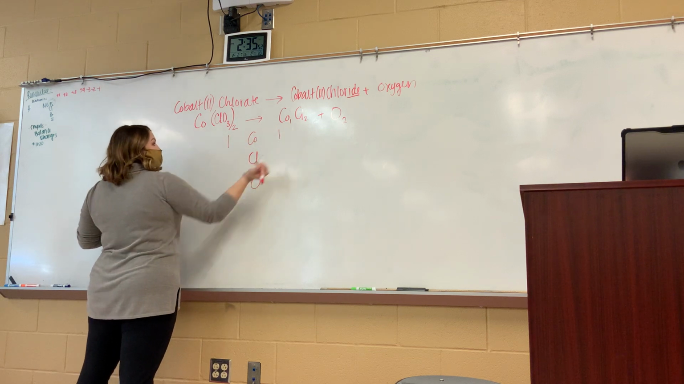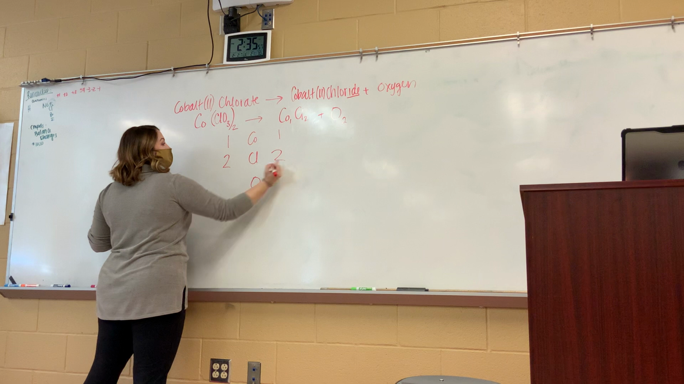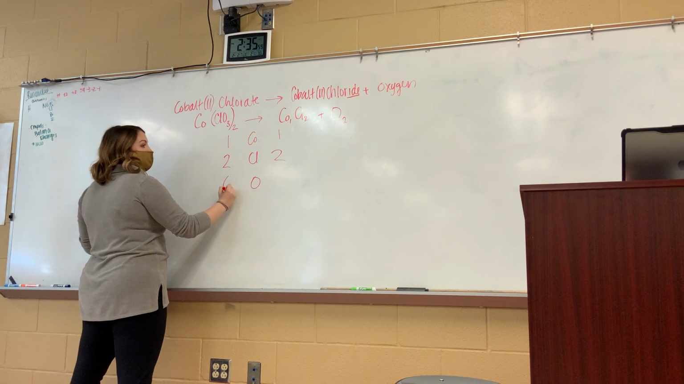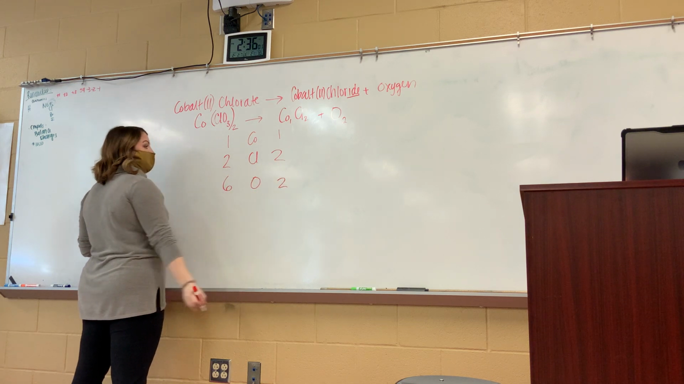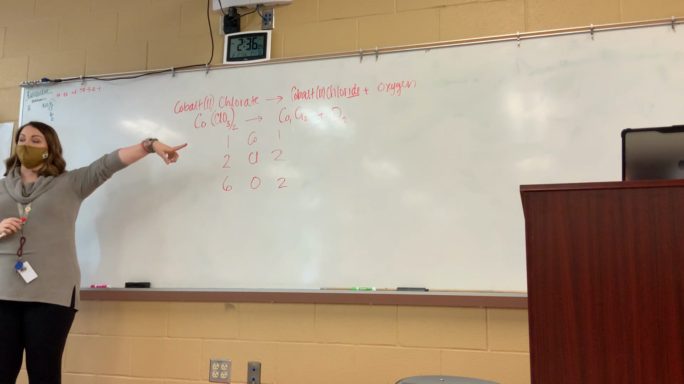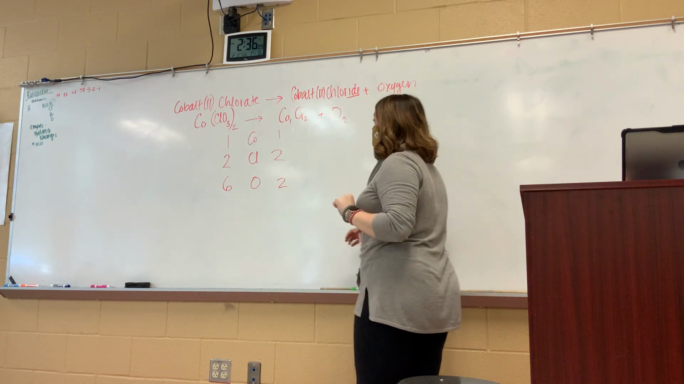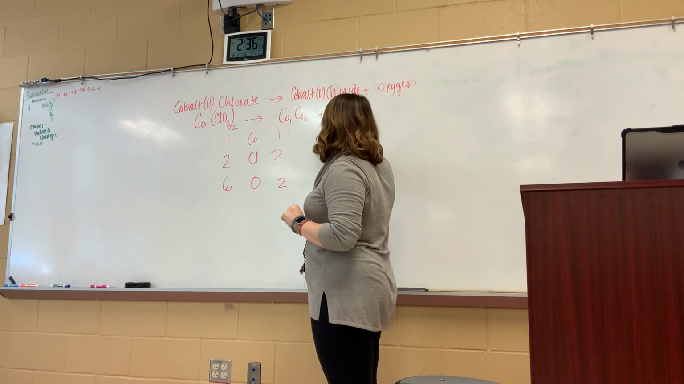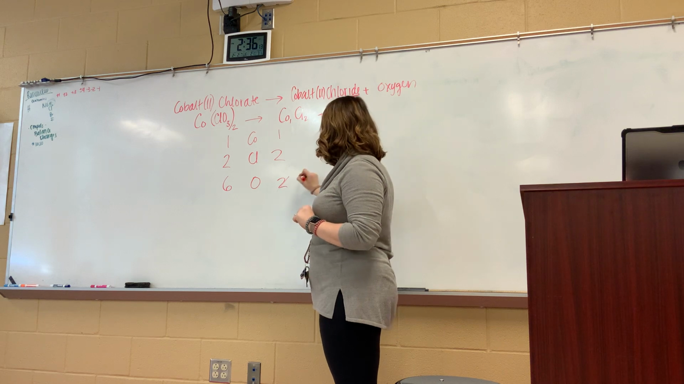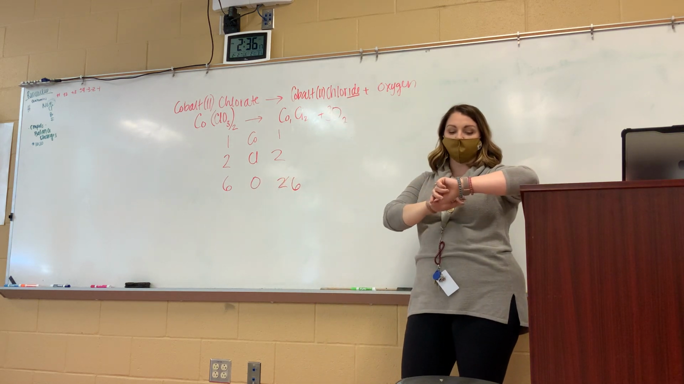1 and 1. How many chlorines? 2. And oxygen? 6 and 2. So the only thing that needs to change is which oxygen. This one over here. It's only in one spot, so it's pretty easy to change. So I need to put a 3 in front so that I can get 2 times 3 gives me 6 to match up. So what's the answer?